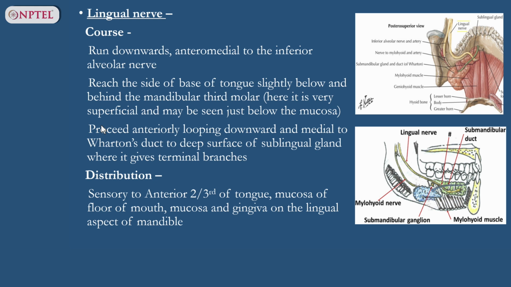The lingual nerve runs downward anteromedial to the inferior alveolar nerve. It reaches the site of the base of tongue slightly below and behind the mandibular third molar. Here it is very superficial and may be seen just below the mucosa. It further proceeds anteriorly, looping downward and medial to the Wharton's duct to the deep surface of the sublingual gland, where it gives its terminal branches. The lingual nerve supplies sensory innervation to the anterior 2/3 of the tongue, mucosa of the floor of mouth, and mucosa and gingiva on the lingual aspect of the mandible.